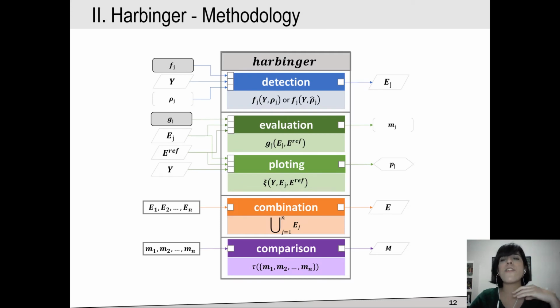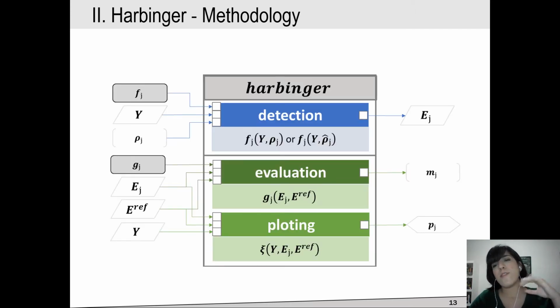So the general structure of Harbinger is illustrated here, being formed by 4 main functionality modules regarding event detection, in blue, detection quality evaluation, in green, combination of detection results, in orange, and comparison of detection performances, in purple.